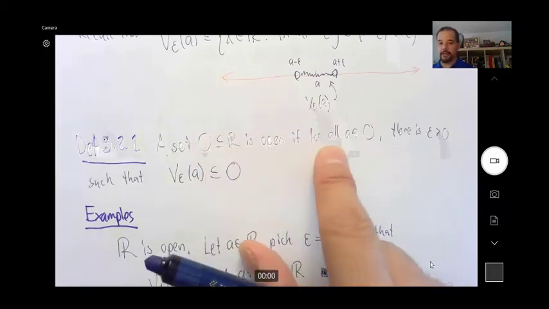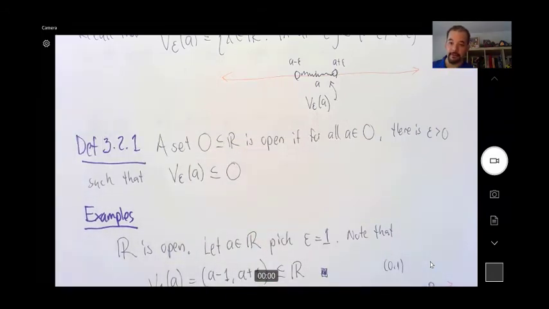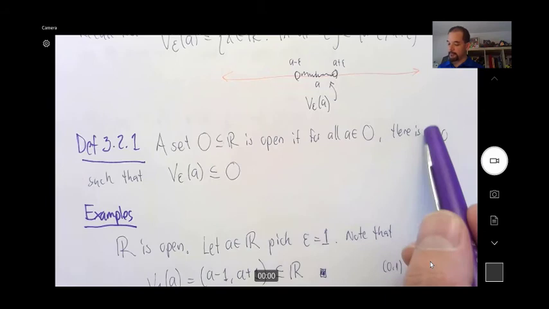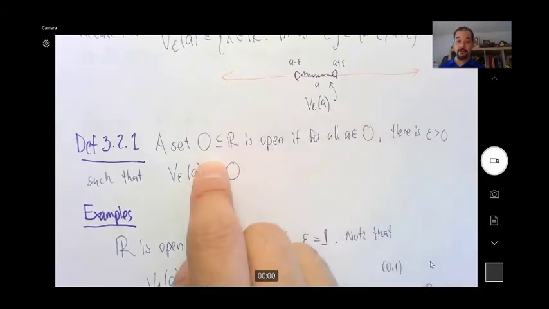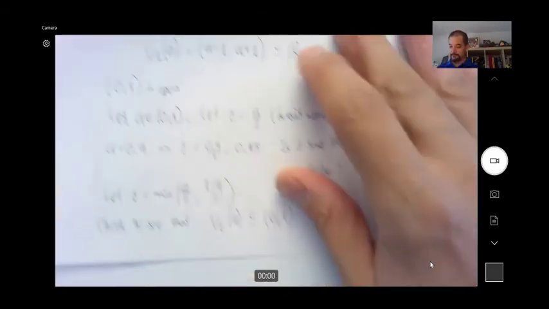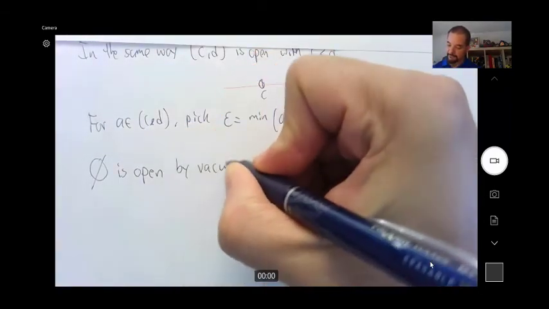We need to check that every element of the empty set has some property. But what are the elements of the empty set? There aren't any. The empty set has no elements. So because it has no elements, there's nothing for me to check. The condition is for every element, something must happen, but there aren't any elements. So we don't even need to check. Therefore, it satisfies the definition by vacuity. It automatically satisfies the definition because there are no elements to be checked. So the empty set is open by vacuity.